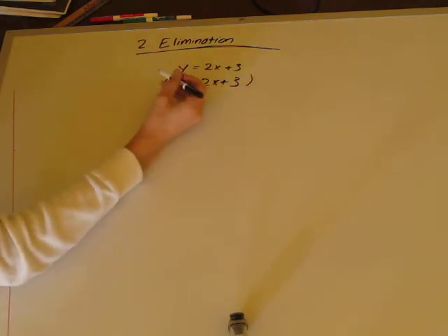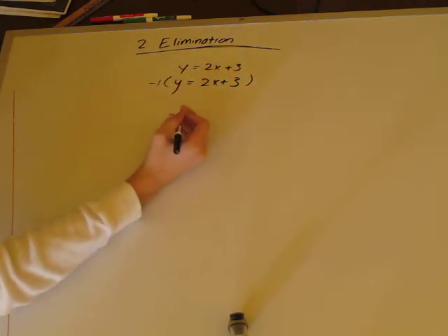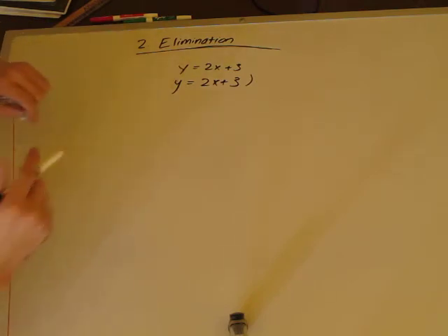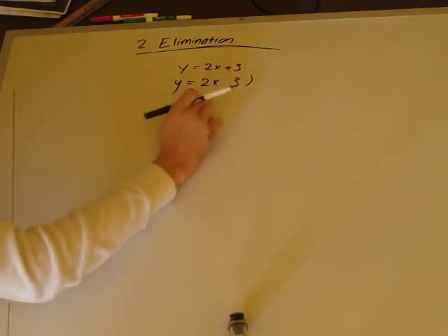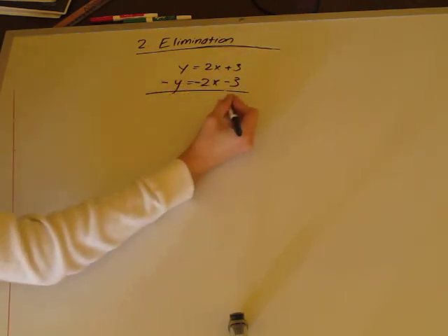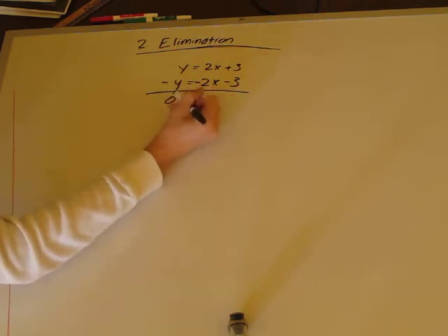So let's do elimination again because it's so much easier. We're going to multiply by negative 1. What's that going to give us? That's going to give us the exact opposite of the equation. So we get negative y equals negative 2x minus 3. Now everything just cancels out, and we get 0 equals 0.